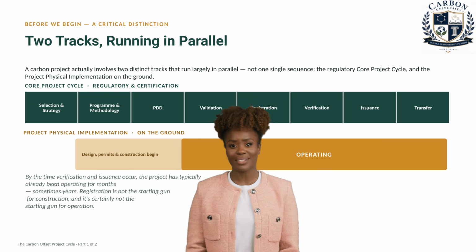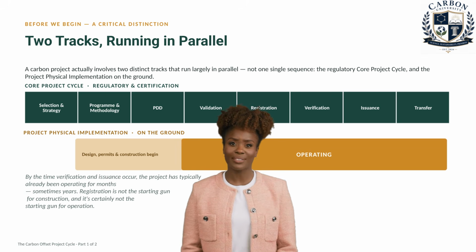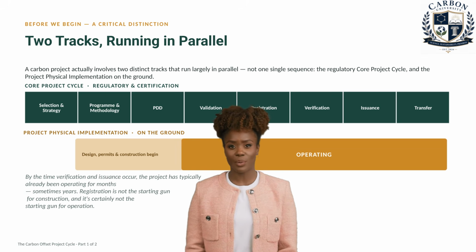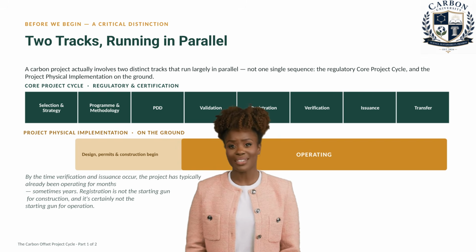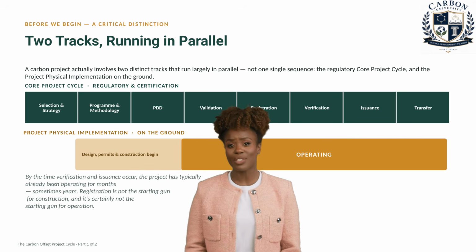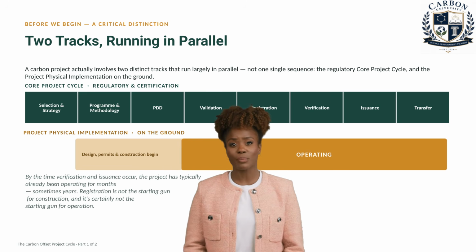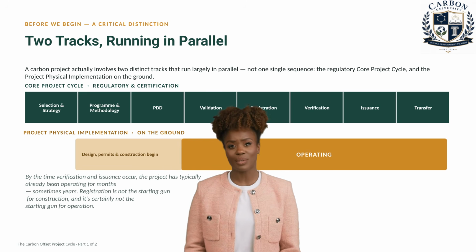Let's start with a key distinction. A carbon project is really two separate tracks running largely in parallel, not one single sequence. There's what we will refer to as the core project cycle, the regulatory and certification track: selecting the project, choosing a program and methodology, drafting the PDD, validation, registration, verification, issuance, transfer. And separately, there's the project's physical implementation, the actual, on-the-ground work of designing, permitting, constructing, and operating the project.